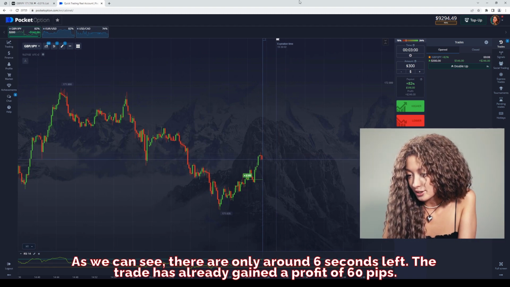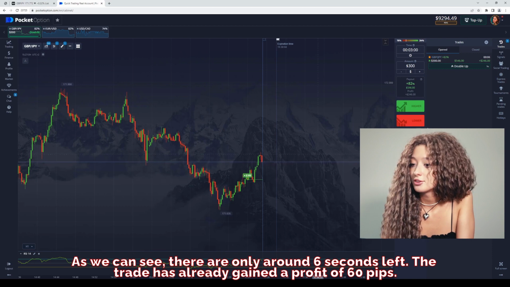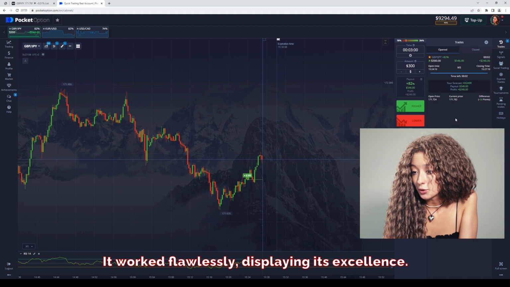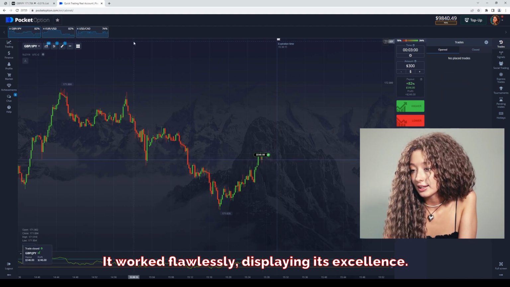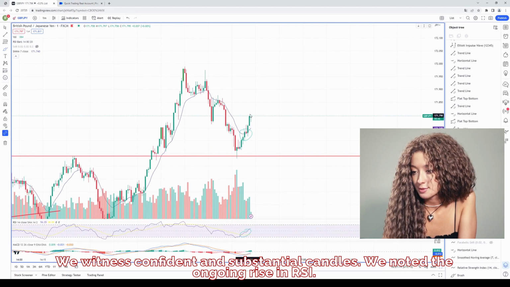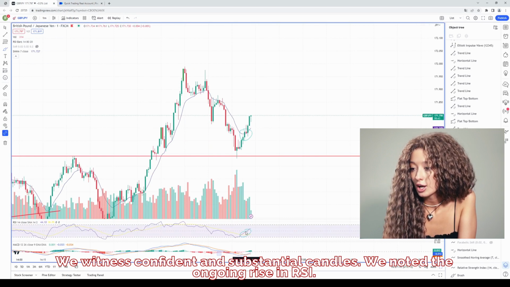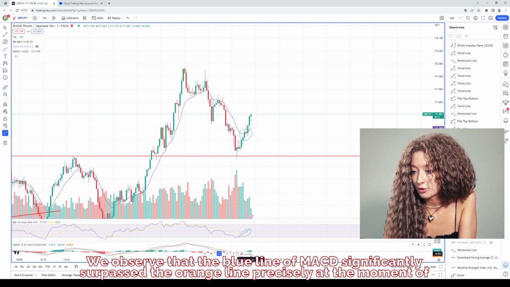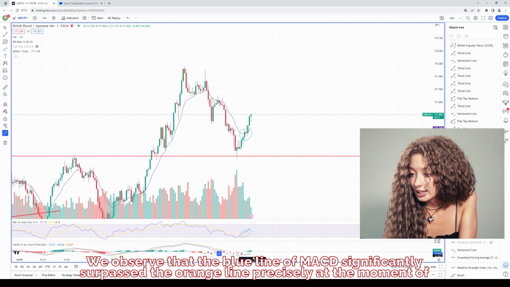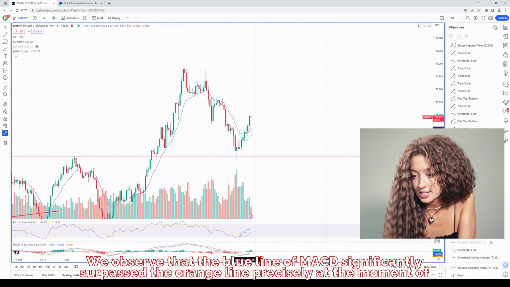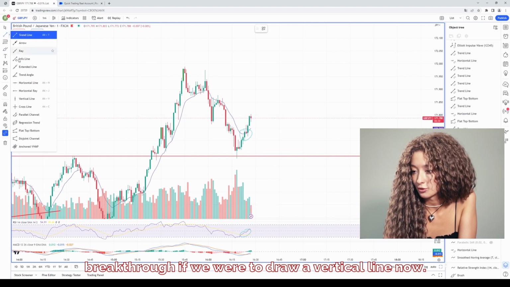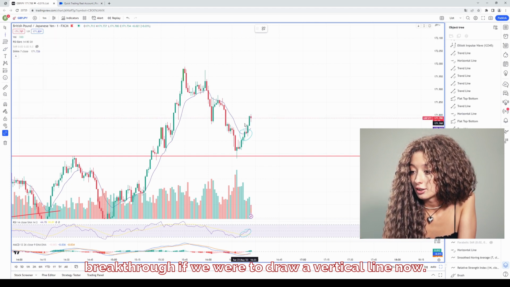As we can see, there are only around 6 seconds left. The trade was already gaining a profit of 60 pips. It worked flawlessly, displaying excellence. We witnessed confident and substantial candles. We noted the ongoing rise in RSI. We observed that the blue line of MACD significantly surpassed the orange line precisely at the moment of the breakthrough, if we were to draw a vertical line now.